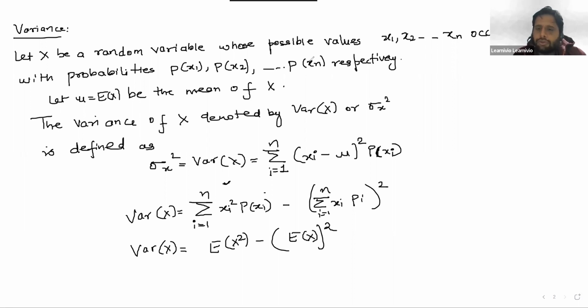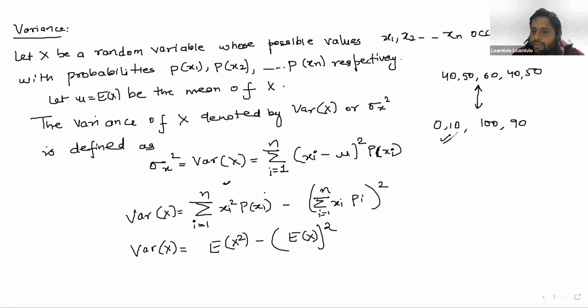But suppose think like this. Some students get, out of 100, 40 marks, some get 50 marks, some get 60 marks, and so on. Next is again 40, 50. And in another class, there are students who are getting 0, some are getting 10, some are getting 100, some are getting 90. So if you compare these two, in the second one there is a lot of variation. You can see here, some are getting 0 and some are getting 100.